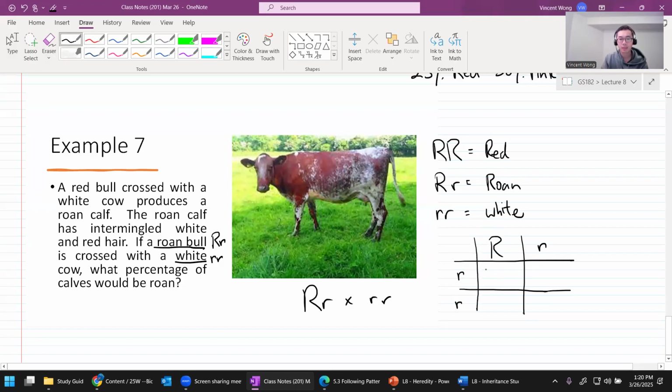And we fill in the Punnett square. Big R, small r, small r, small r. And we can see 50% will be roan. Okay, it's only asking you for the roans. There we go.